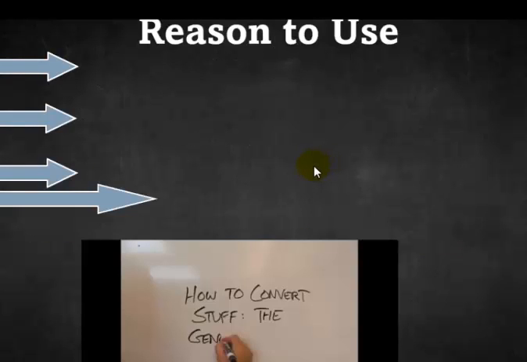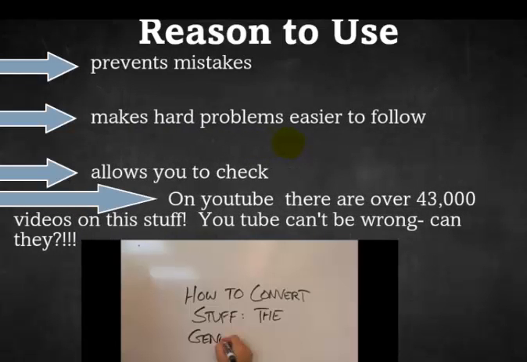Why should I use factor label instead of just moving my decimal? There's lots of good reasons, but I know students like to move their decimals. One is it will prevent mistakes. A lot of times students, when they move their decimal, they move it in the wrong way. The other thing is it makes hard problems easier to follow, like in the last problem when we had to change both kilometers and the hours. If you just take it step by step and change your units, look at your units, those become pretty easy problems. The other thing, it allows you to check. If your units don't come out right, you've done something wrong.